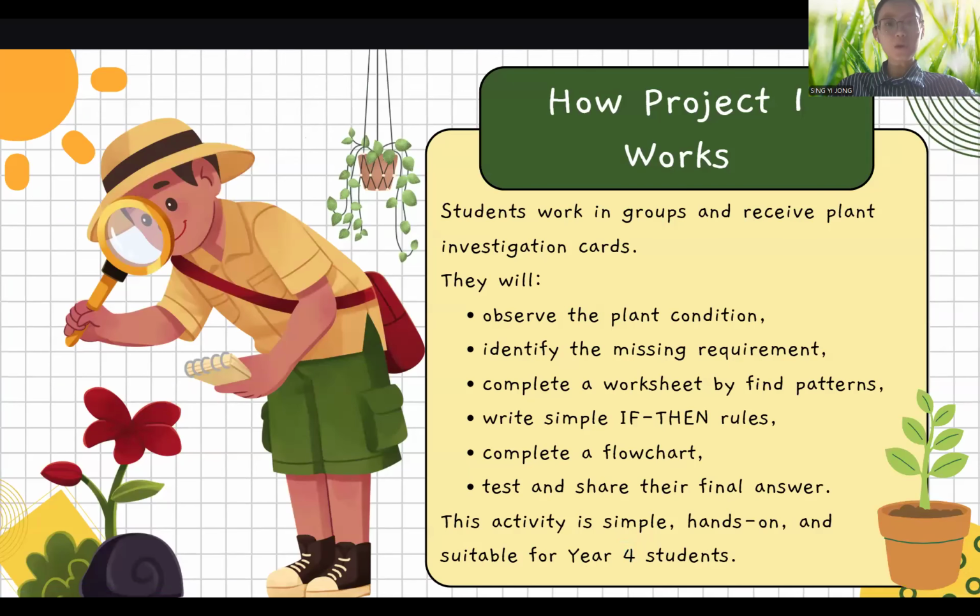So, how does Project 1 actually work in the classroom? Students work in small groups and receive a set of plant investigation cards. From there, they observe the condition of each plant, identify what requirement is missing, and complete a worksheet based on their findings. Then, they write simple if-then rules, complete a decision flowchart, and finally, share their answer with the class. Because this activity is hands-on and simple to follow, it is very suitable for year 4 students.